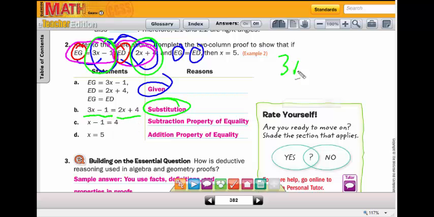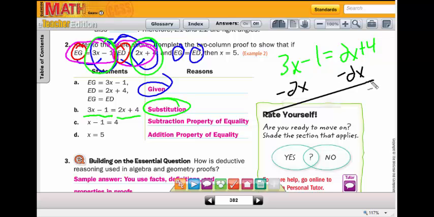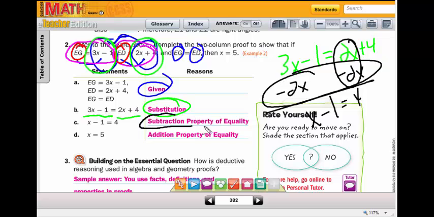Now we've got 3x minus 1 equals 2x plus 4 here. Well, the reason we get to x minus 1 equals 4 is we're going to subtract 2x from both sides. Once we subtract 2x from both sides, we have 3x minus 2x is x, minus 1 equals, we have a 0 pair here, equals 4. So we can see that that was the subtraction property of equality because we subtracted the same amount from both sides. Then lastly, we're going to have the addition property of equality right here because we're going to add 1 to both sides, and we end up with x equals 5.